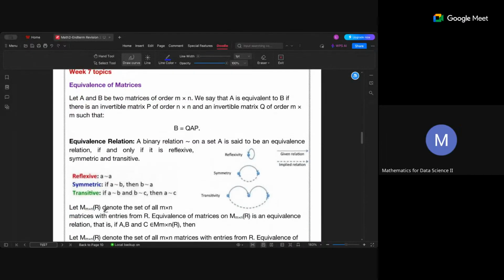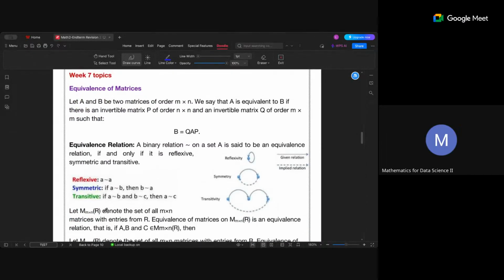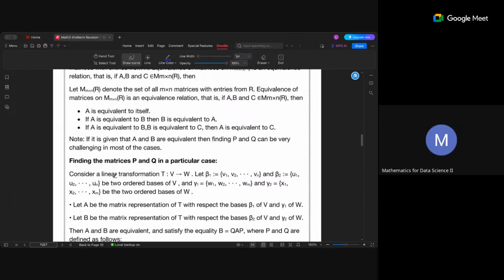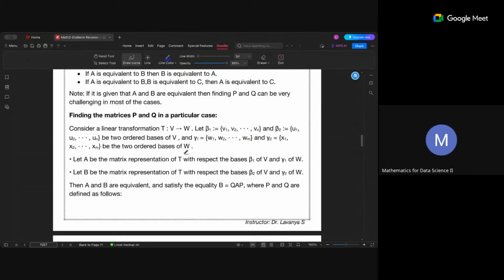Okay. So now in week 7, for equivalence of matrices, we say two matrices are equivalent if you have this condition, B is equal to QAP, where Q and P are invertible matrices. You know that this satisfies an equivalence relation, right? And what is a special case you have? In all the scenarios, finding P and Q is not that easy, but in the following scenario, when you have a linear transformation T from V to W.